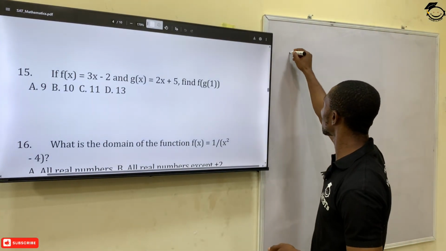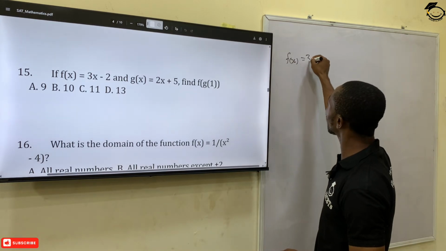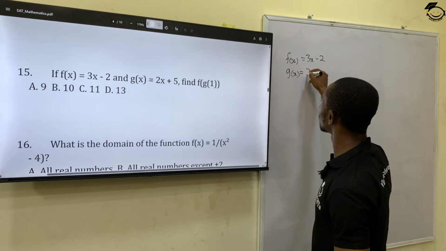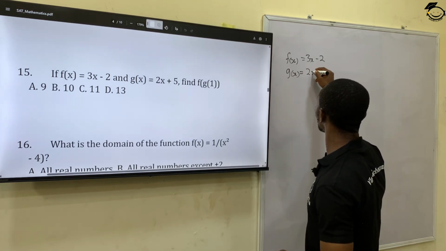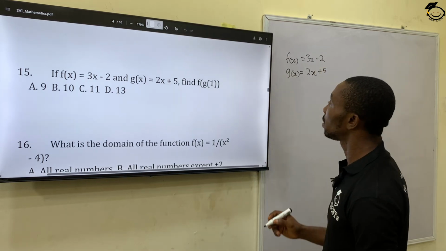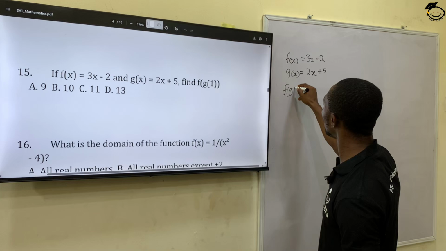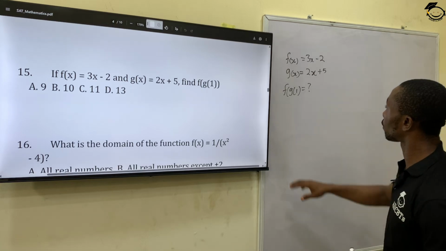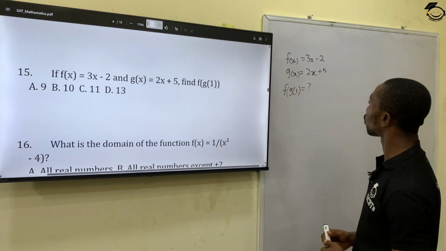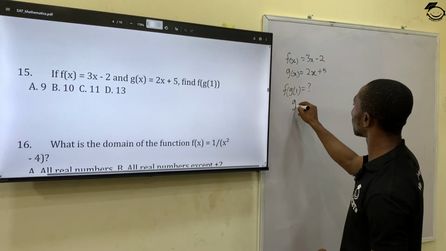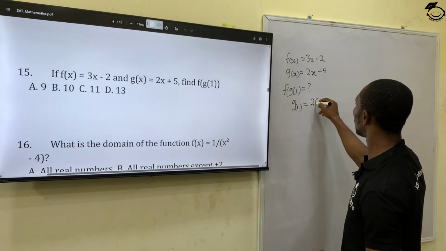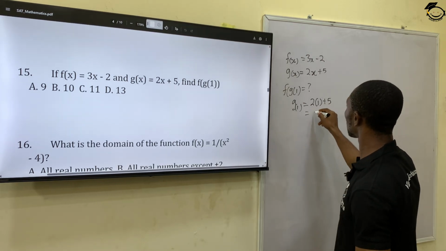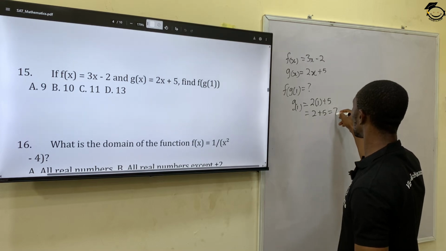If f(x) equals 3x minus 2 and g(x) equals 2x plus 5, find fg(1). Okay, now for us to find fg(1), we'll first of all substitute 1 in the equation of g(x). So our g(1) will become 2 bracket 1 plus 5. Okay, now this gives us 2 plus 5, which is 7.